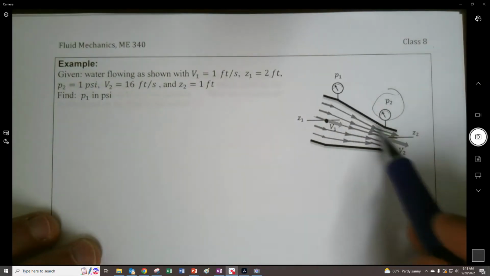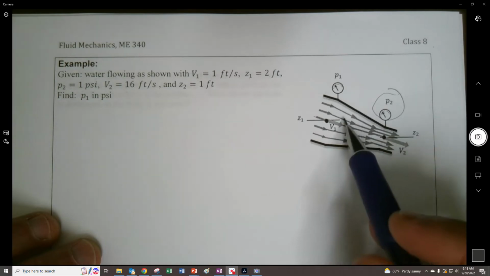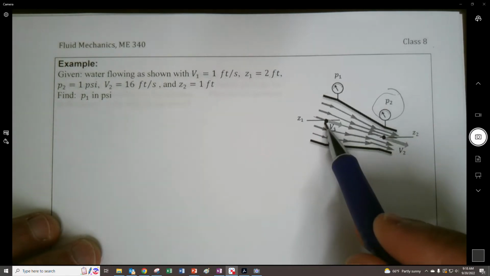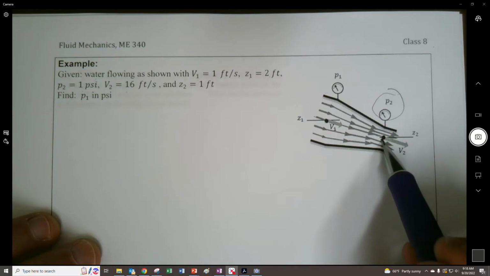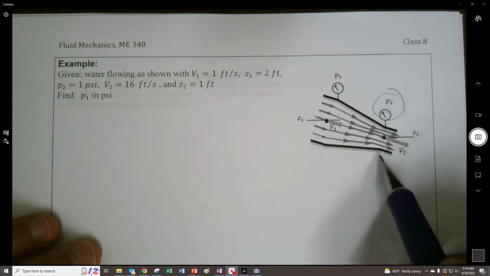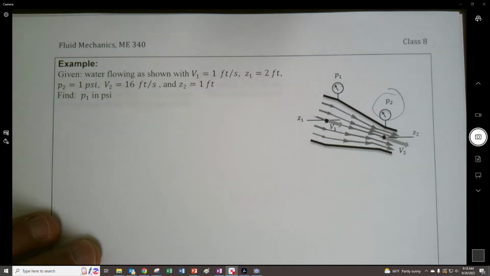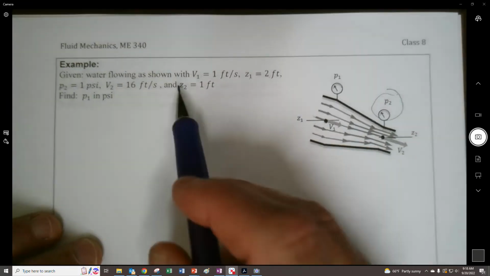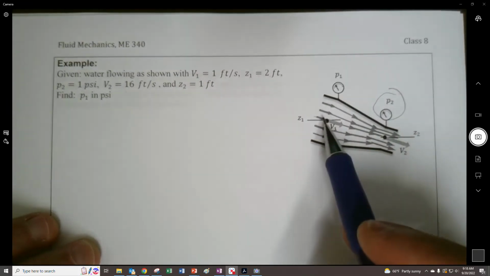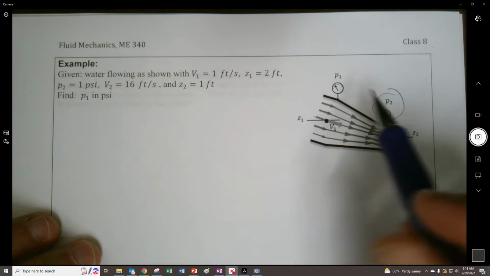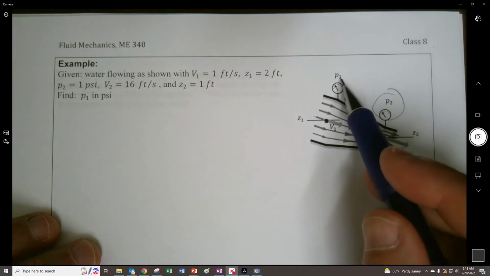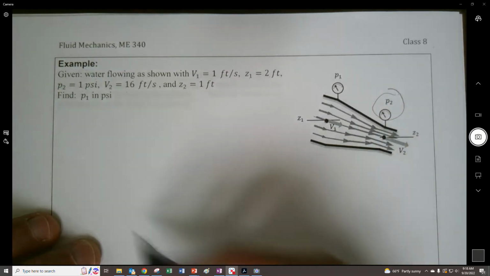And you can see that this thing is converging, so it makes sense that the velocity here is going to be greater than the velocity right here, right? So the converging of the nozzle has increased the velocity. And the position has gone down, so it went from 2 feet to 1 foot. And we want to find out, or predict, what this gauge is going to read.